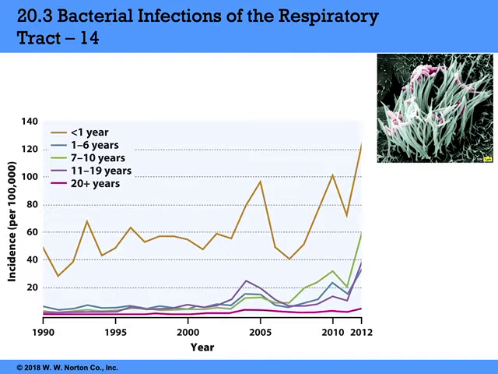Bordetella bronchiseptica is a common respiratory pathogen of cats and dogs, but can cause whooping cough in immunocompromised humans, meaning where the immune system isn't fully functional. The bacteria have been colored pink in this inset. And so you can see here about a decade's worth of data, and then the incidence per person of whooping cough.